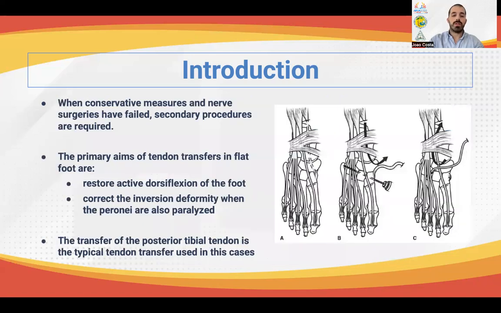When conservative measures and nerve surgeries have failed, secondary procedures are required. The primary aims of tendon transfers in flat foot are to restore active dorsiflexion of the foot and correct the inversion deformity when the peroneals are also paralyzed. The transfer of the posterior tibial tendon is the typical tendon transfer used in these cases.